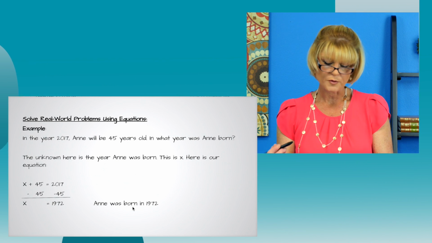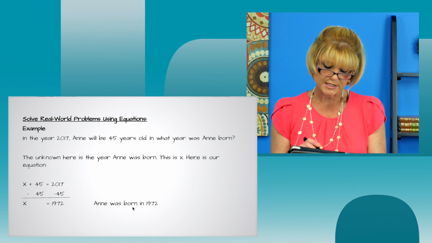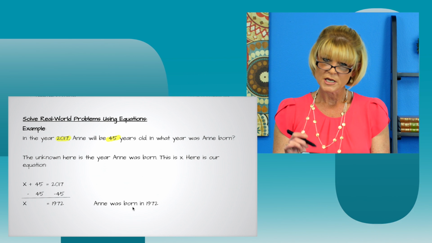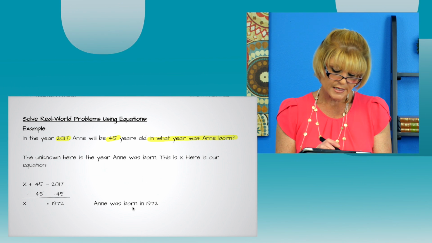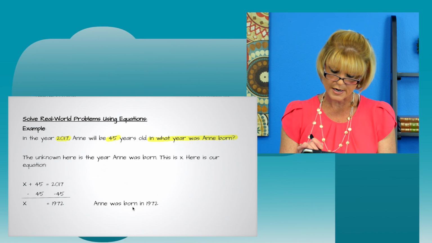Let's look at some real-world problems using equations. Okay, in the year 2017, highlight the information here, Anne will be 45 years old. In what year was Anne born? Okay, the unknown here is the year Anne was born. This is going to be our x.